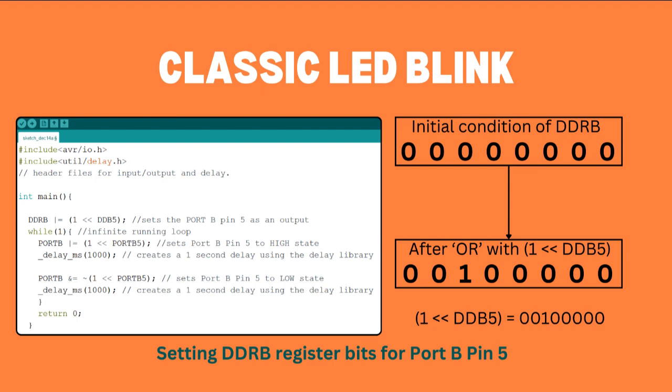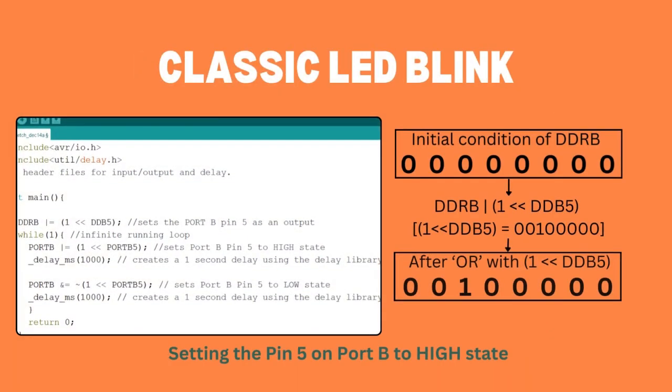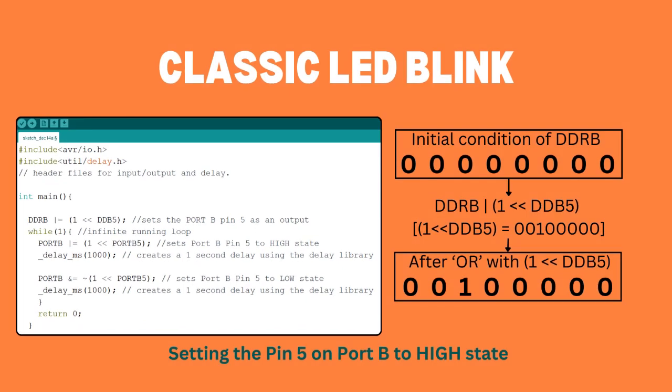So we take the result of 1 left shifted by DDB5, and we now do the OR with DDRB. The final output of DDRB will be a binary 1 on the 5th position with the rest unchanged. So basically we've told the microcontroller to keep port B pin 5, physical pin 13, as an output. Coming to the next step, setting the port B pin 5 to a high state.